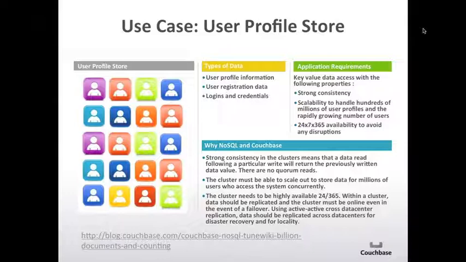These kind of apps, which are storing a lot of user information, have a bunch of properties, and some of them are they need strong consistency. They need strong consistency so that when you write something to the cluster and you read it back, you get the data that was written. You don't get a stale old value of the data. And that's very important for things like user profiles, because in user profiles, you always need the most latest and the most up-to-date information. You also need to be able to scale to hundreds and millions of users.